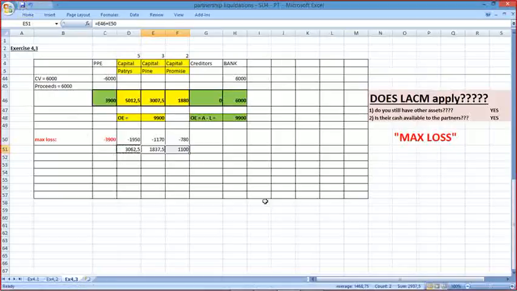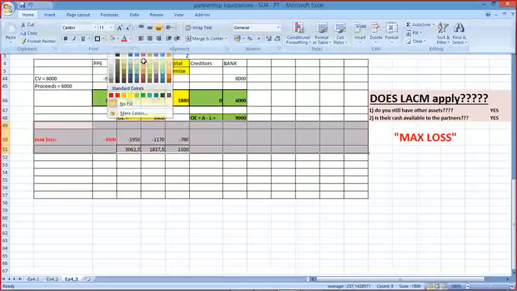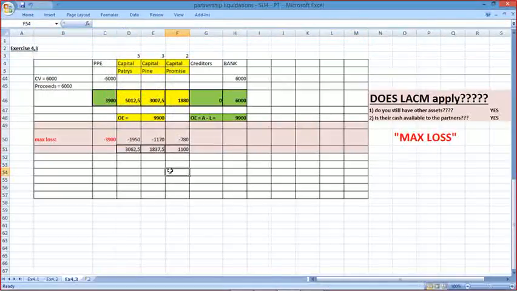And they're all positive, so they're all good partners. So do they all get a share of the 6,000? Yes, they all get a share of what's left at this point in time. Exactly. So if I just highlight that, that's the loss absorption capacity method. So you've done that correctly. Well done. Now what do you do?